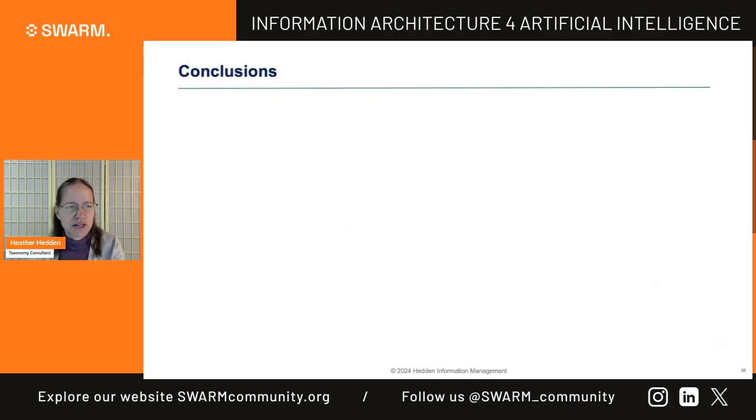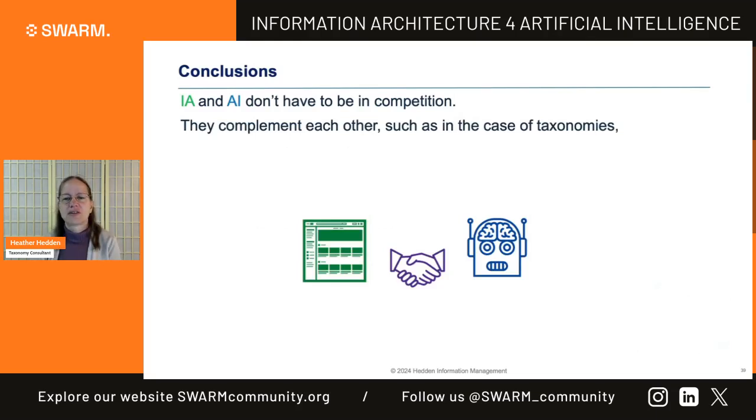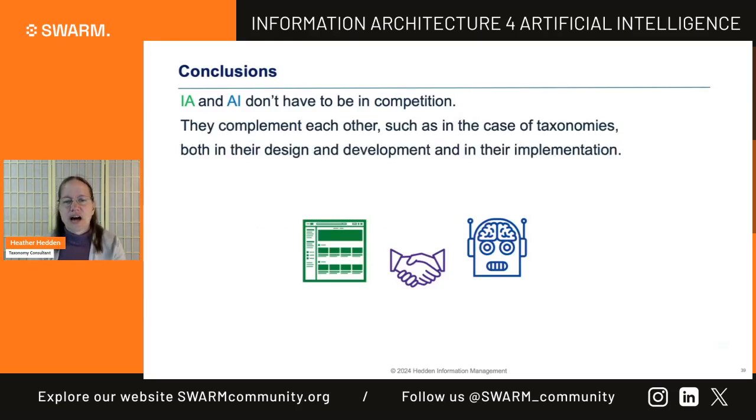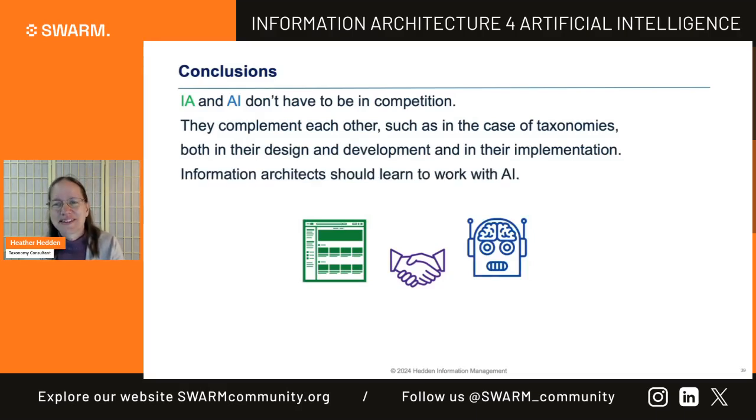So in conclusion, IA and AI don't have to be in competition. They complement each other, such as in the case of taxonomies, both in their design and development and implementation, as I have said. And information architects, therefore, should learn to work with AI.